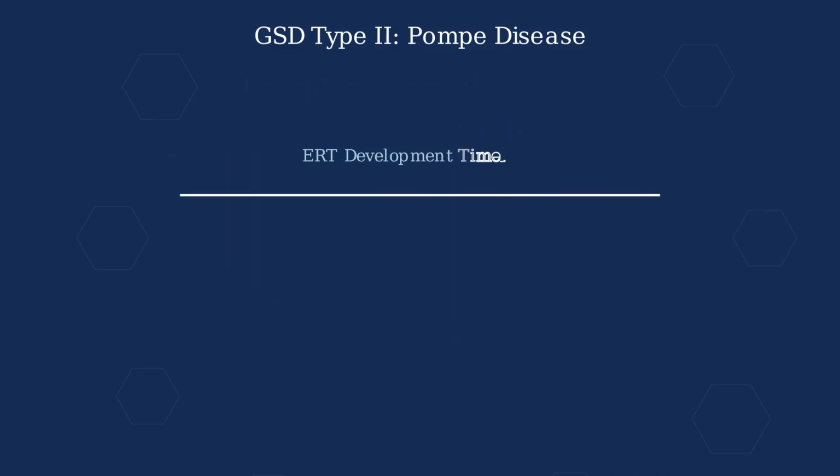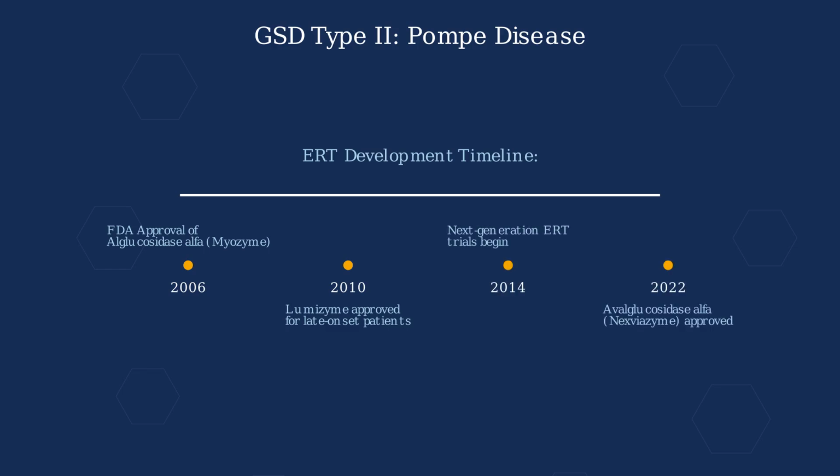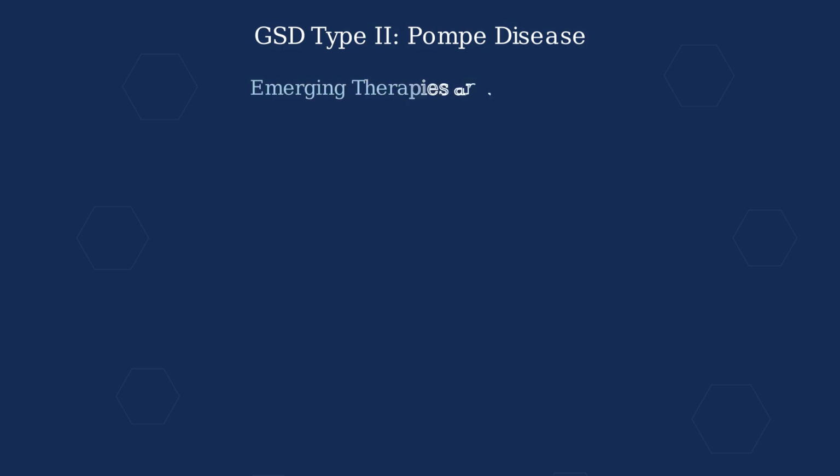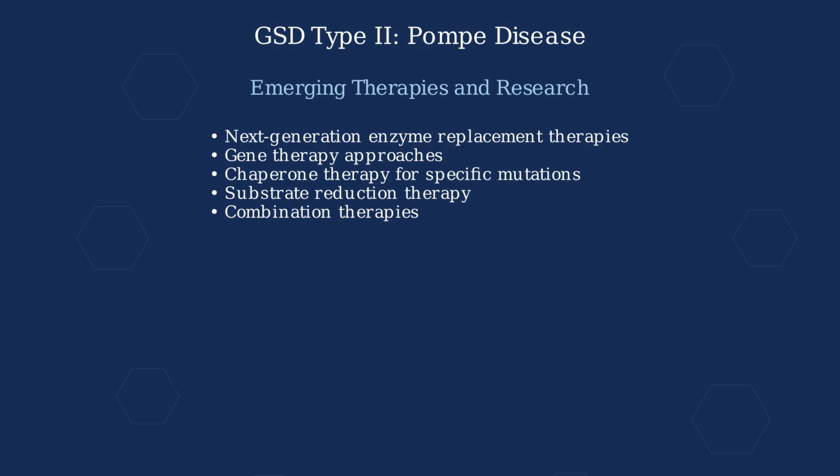Enzyme replacement therapy for Pompe disease has evolved since the first approval of Myozyme in 2006. Research into Pompe disease continues with several promising approaches. These include improved enzyme replacements, gene therapy to restore GAA production, chaperone therapy, and combination approaches.